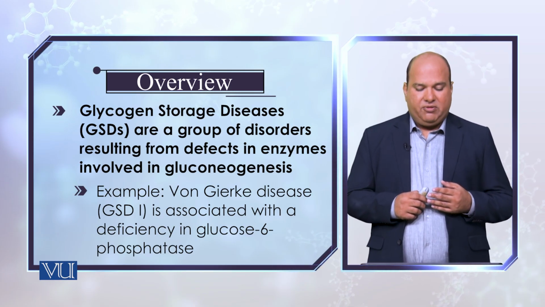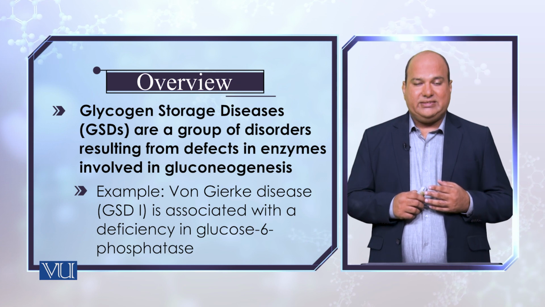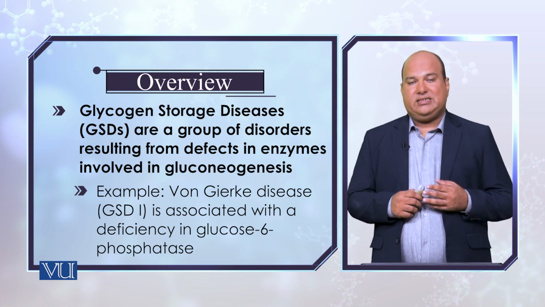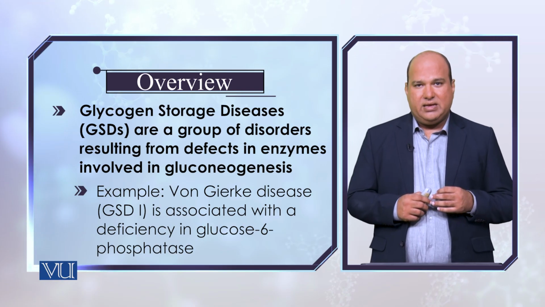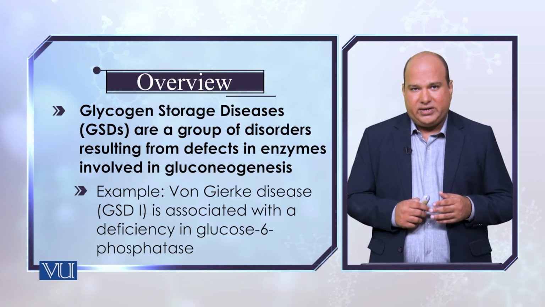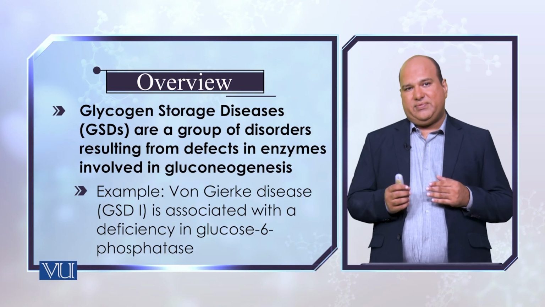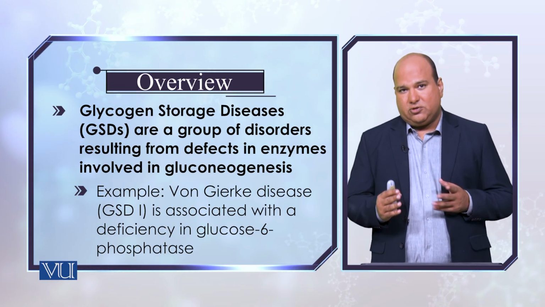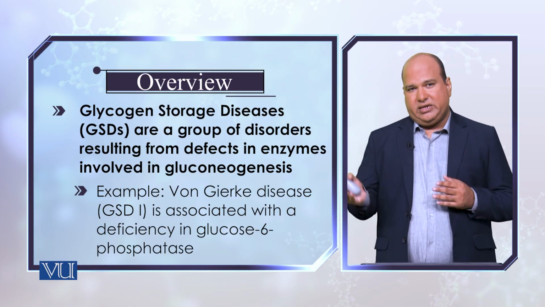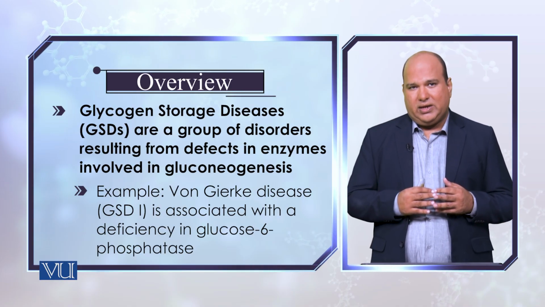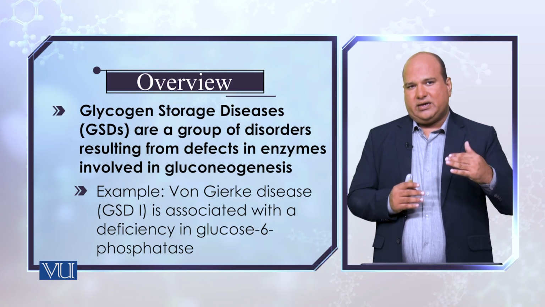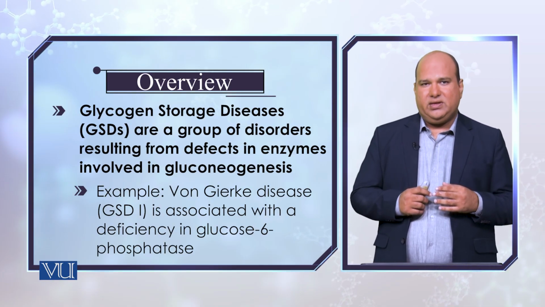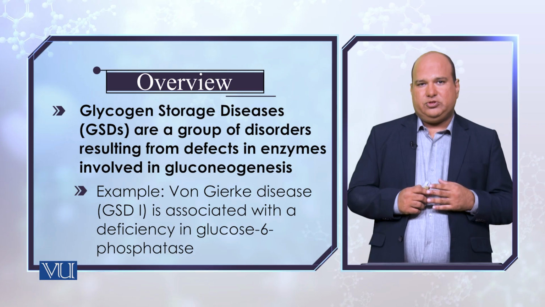An example of this is von Gierke disease or GSD. It is associated with the deficiency of a very important enzyme, glucose 6-phosphatase. If you remember, this is the enzyme which is involved in the conversion of glucose 6-phosphate into the glucose molecule. That is a reaction which occurs at the very end stage of gluconeogenesis.